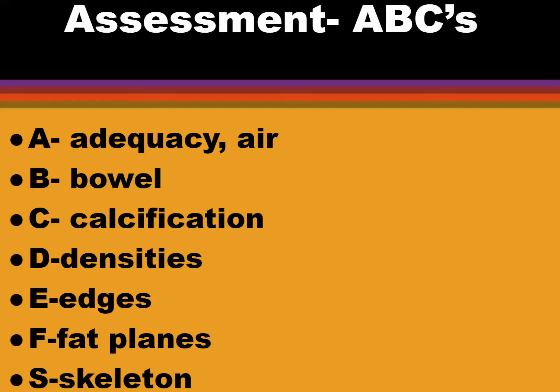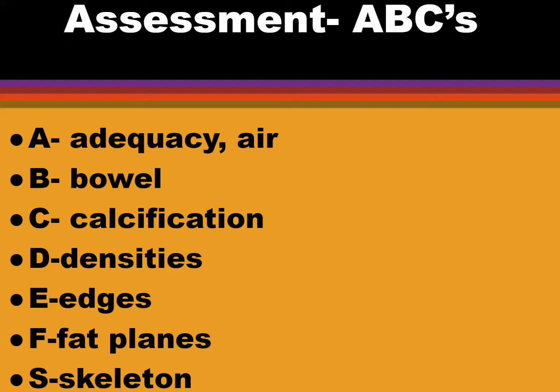usefully divided up into your A, B, C, D, E, and Fs with an S. A is for adequacy. Is it over-penetrated, under-penetrated? If it's over-penetrated, it will be very bright. Can you see the bowel? Look for calcification, most significantly renal calcification, which might be causing abdominal pain.